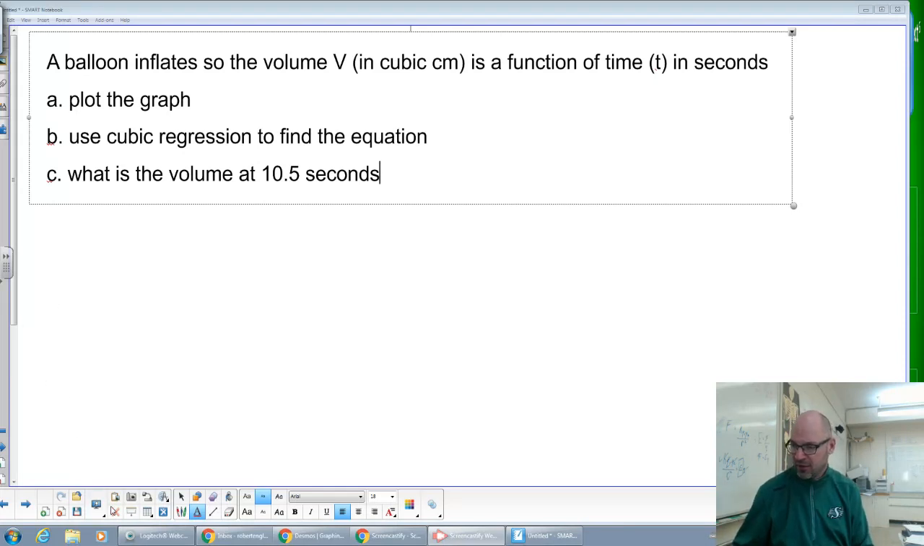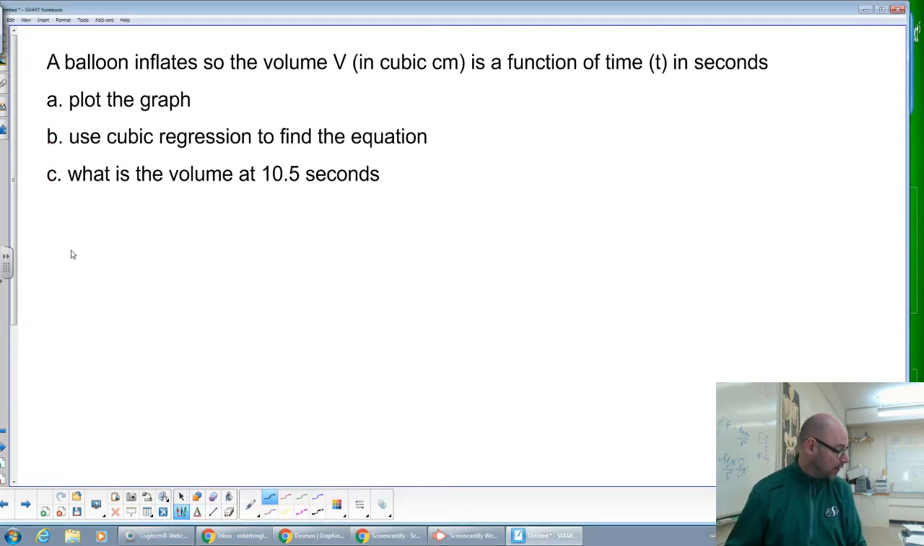Okay, so here's my chart that we're going to use. So let's say our time in seconds and our volume. So our time is 0, 1, 2, 3, 4 again.